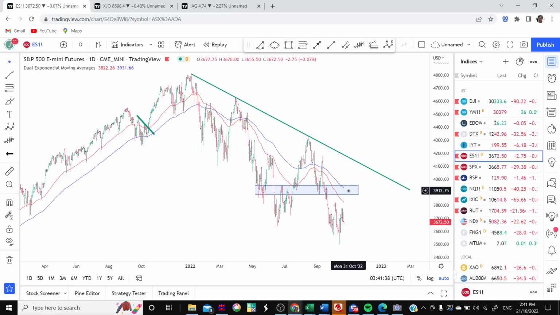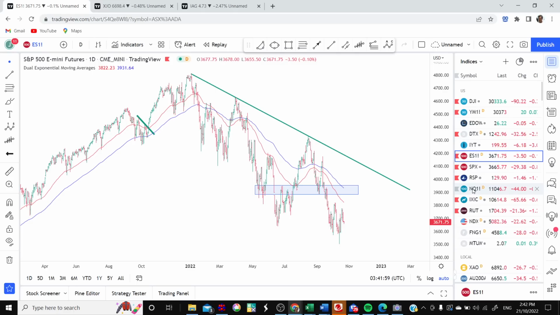I remain mostly in cash. I've got a selection of individual stocks that are showing relative strength, and I've also got a modest position in an S&P 500 ETF that I bought just after the CPI reversal a week or so ago. But overall, I remain highly defensive.